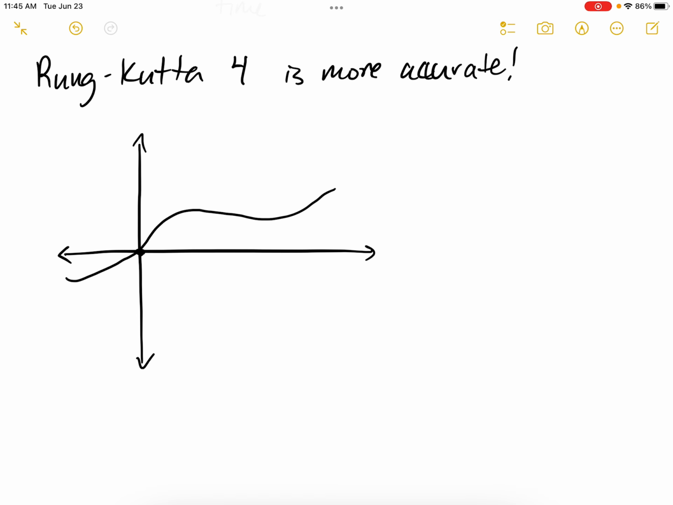I'm drawing out the actual graph here, but of course we don't know this. I'm just drawing it for explanation purposes. So let's say that we're starting at some x here, and let's assume that this is h, x plus h, where again we assume a very small h.